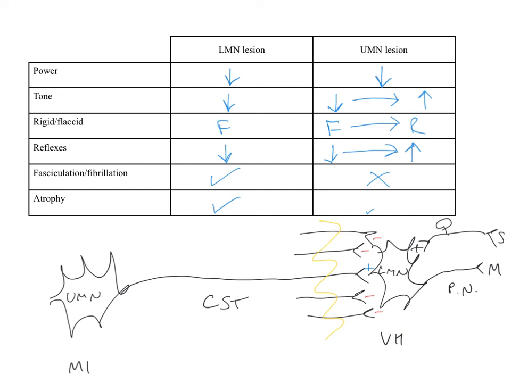So I hope that was helpful. A very brief summary on the similarities and differences between upper and lower motor neuron lesions.